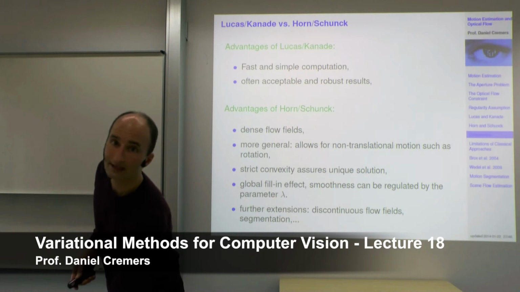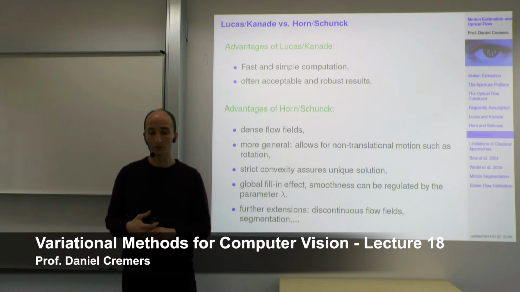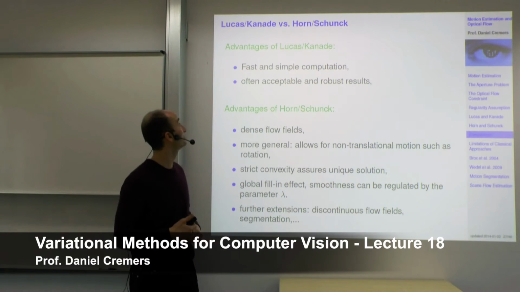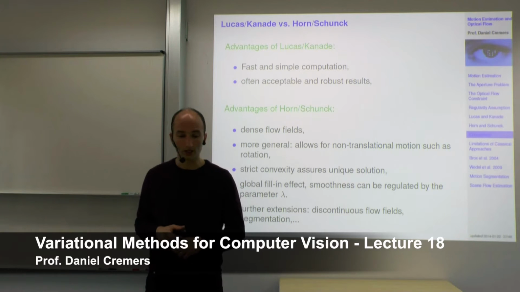Okay, welcome to the next class on variational methods for computer vision. Last time we left off with optical flow estimation and the two classical approaches in this field, the Lucas-Kanade approach and the Horn and Schunck approach.